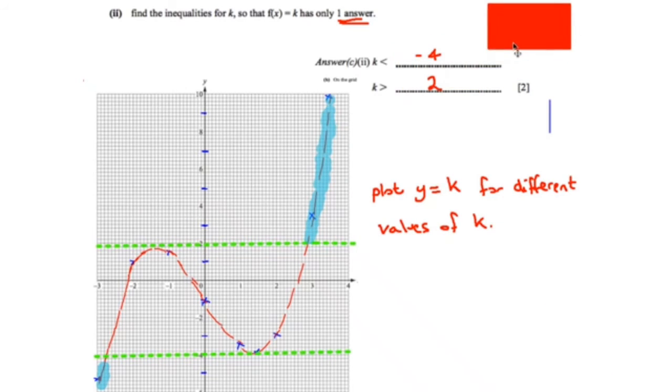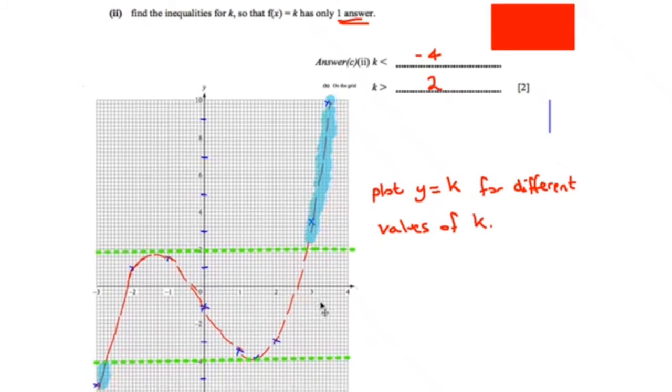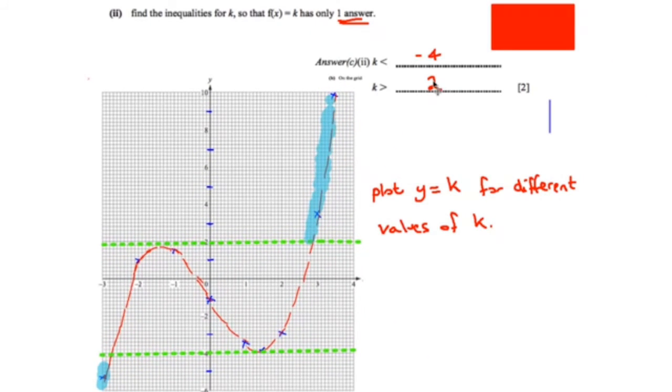So that gives me the two boundaries. If k is less than negative 4, so there's my negative 4, I'm only going to intersect one time. And equally, if k is greater than 2, I'm only going to intersect one time. So that's my answer for the second part.